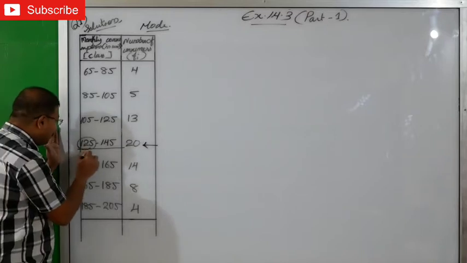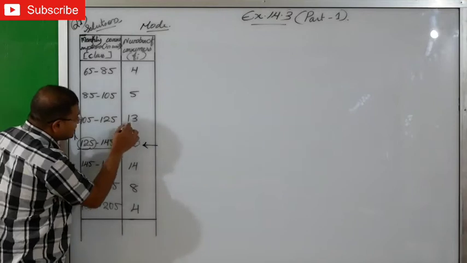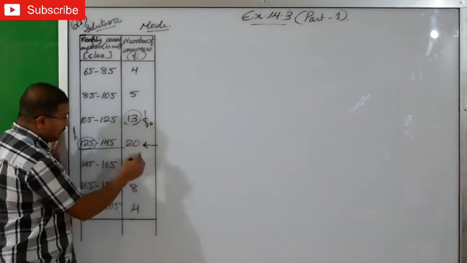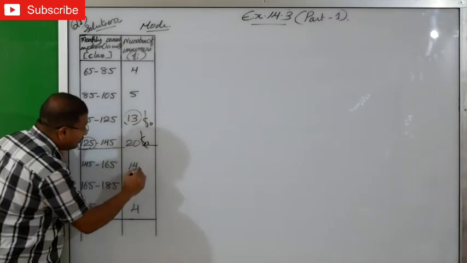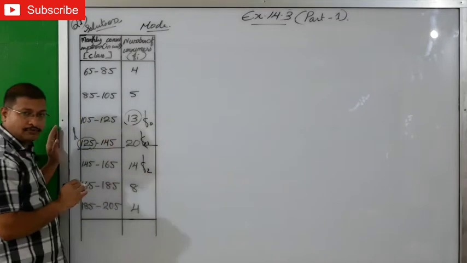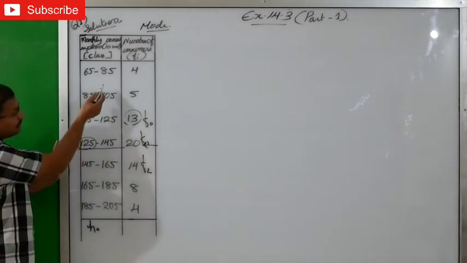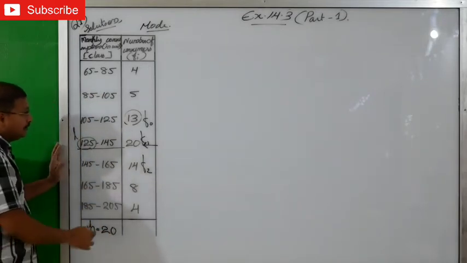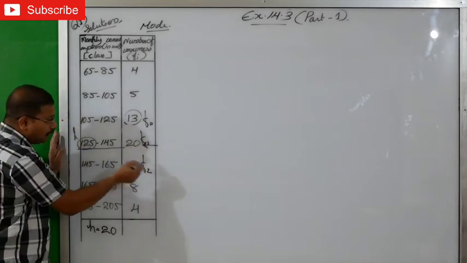So here L will be 125. And its preceding frequency will be F0. This highest frequency will be F1. And the next will be F2. Ready? And we know H, the class interval, we already know that. What is the difference? 20. We got it, the class interval. And L we got it, the lower limit. And F0, F1, F2.